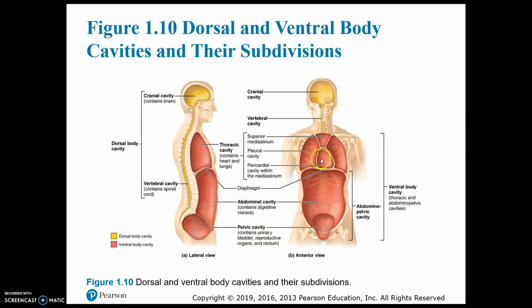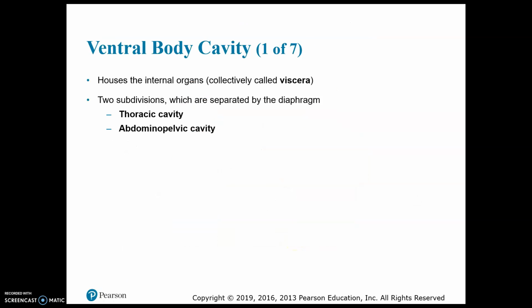The thoracic cavity is divided into the pleural cavities, which are going to be the right lung and the left lung. So there's the right and the left pleural cavities. And then there's the mediastinum, which has a superior portion and an inferior portion, and the inferior portion contains the pericardial cavity, which contains the heart. So it's between the lungs, and then you have the abdominal cavity and the pelvic cavity within the abdominopelvic cavity.